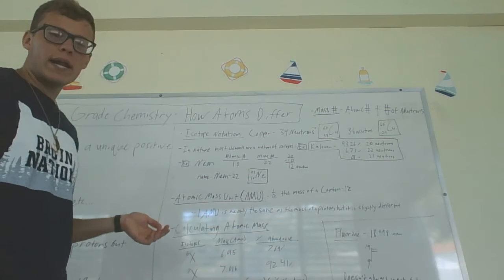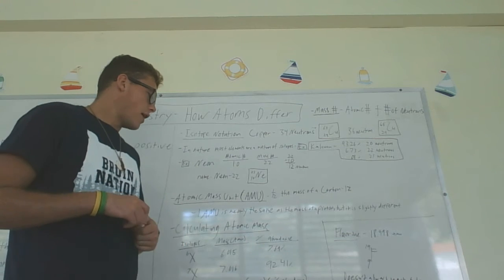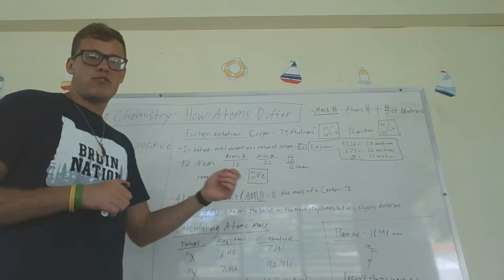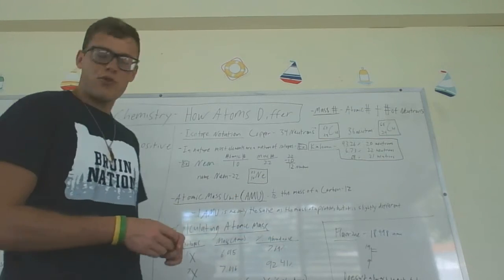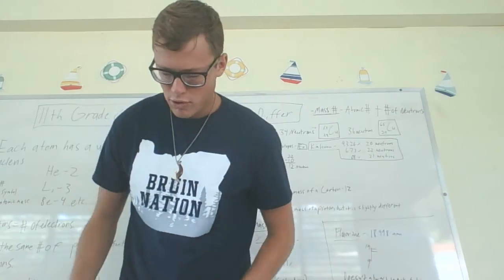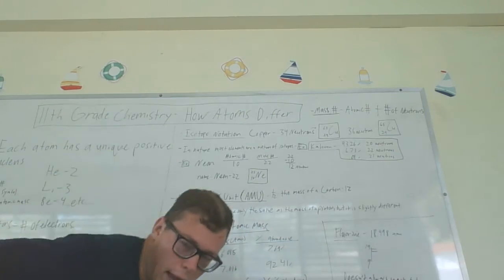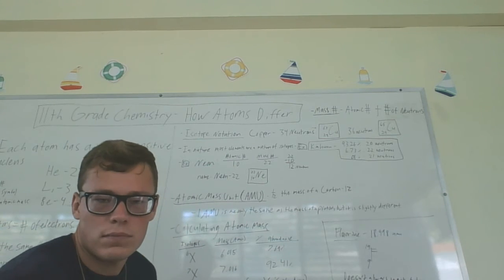So if we want to calculate atomic mass, when you have different isotopes and you're wondering what the atomic mass is and what element this is, here's what you do. Hopefully you have a calculator. Here's my calculator. Okay, here, this is the example from EduSystem.